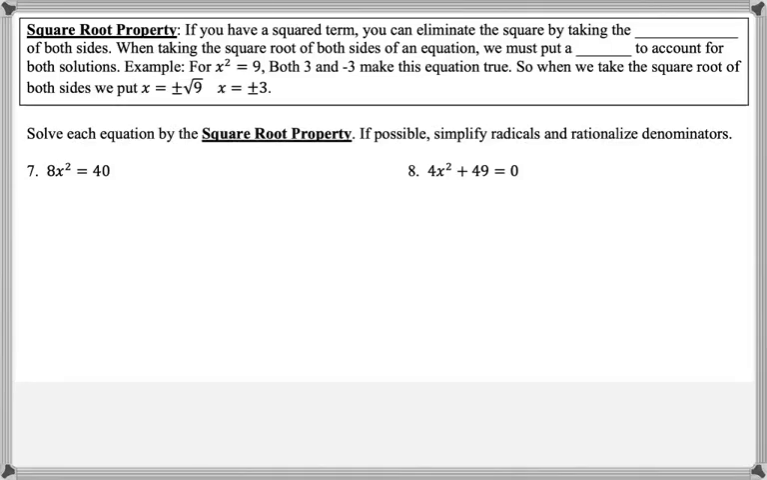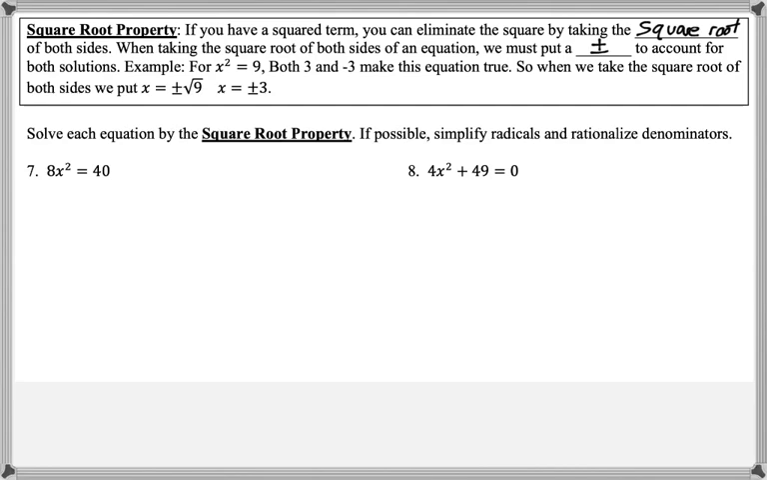The next method that we're going to look at is the square root property. So if you have a square term, you can eliminate the square by taking the square root of both sides. When taking the square root of both sides of an equation, we must put a plus minus, and this is to account for both solutions.